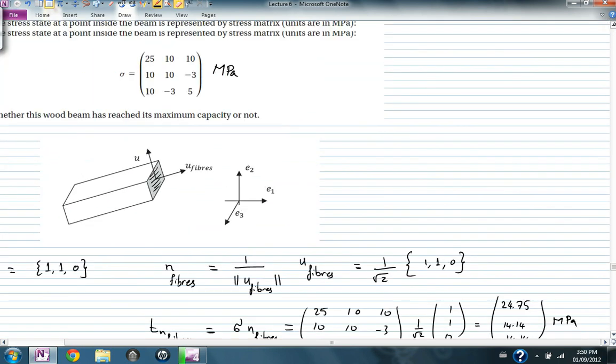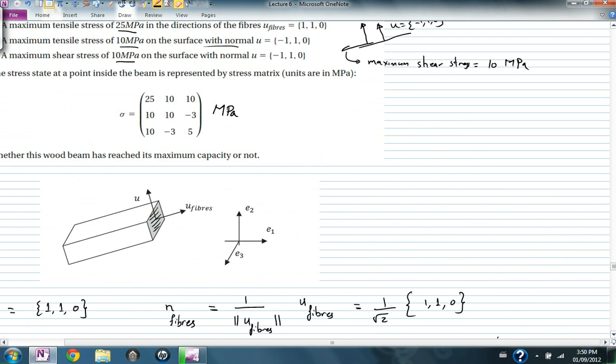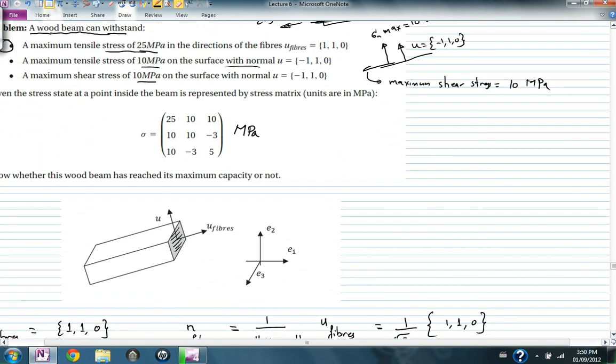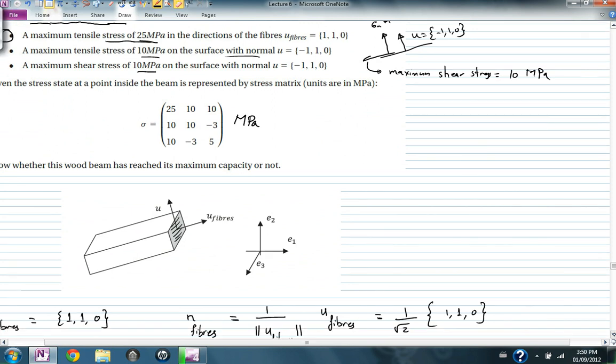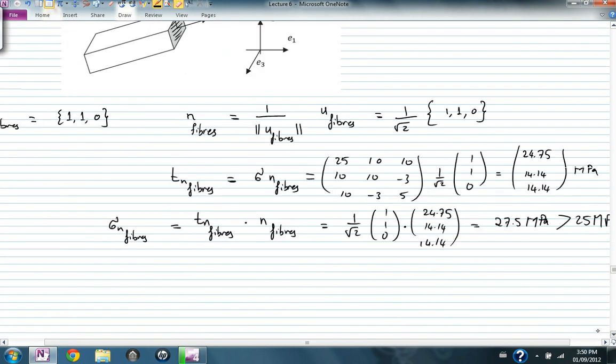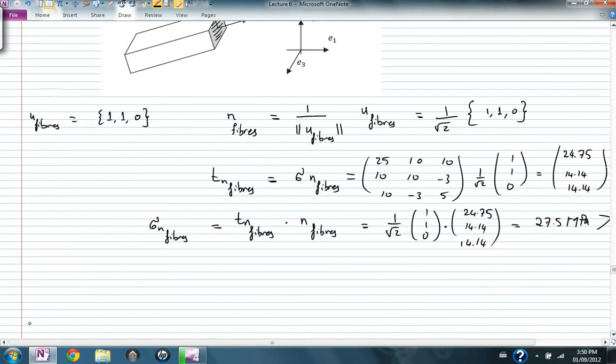So the tensile stress of 25 MPa in the direction of the U fibers has been exceeded, which means the material has failed or is about to fail, because we have applied stress that's more than what the material can take in this direction.